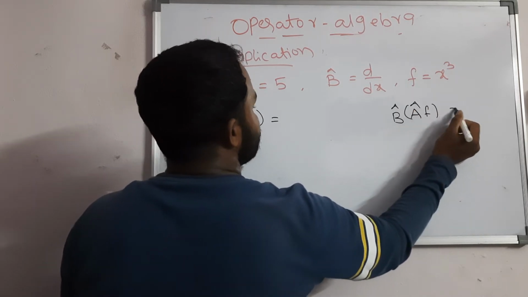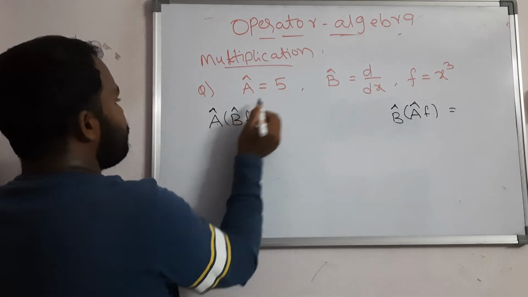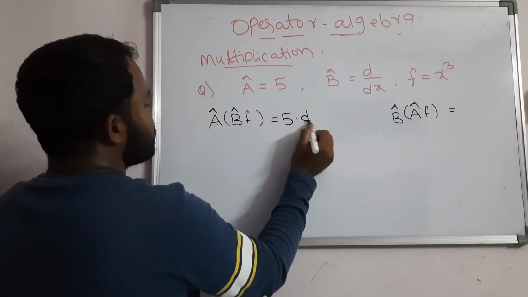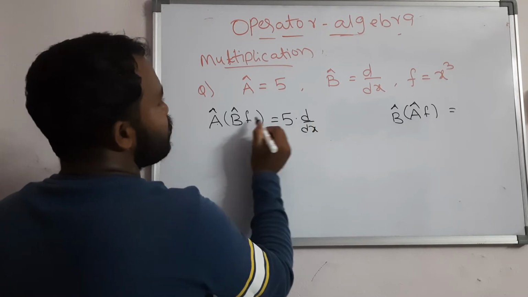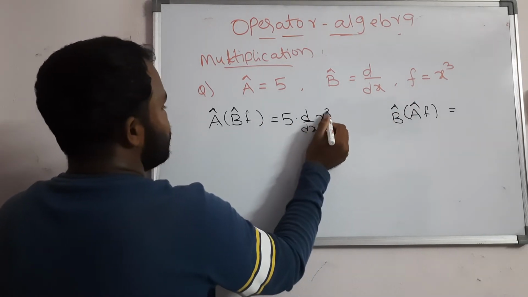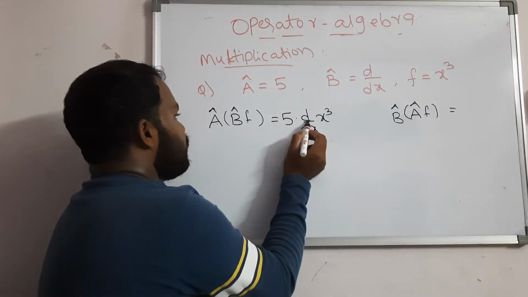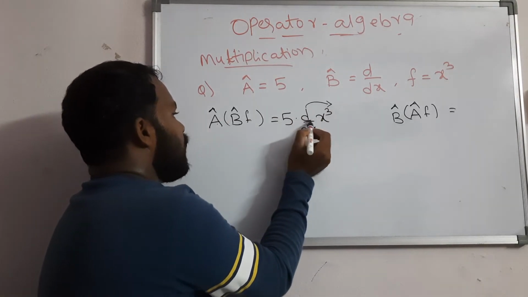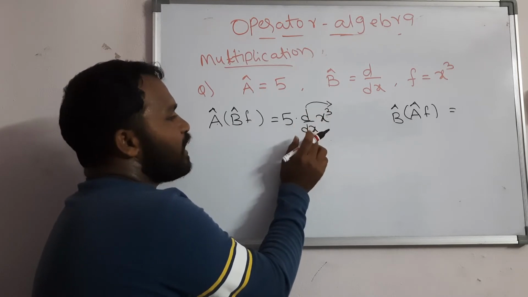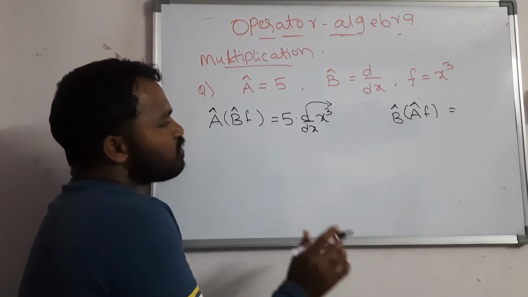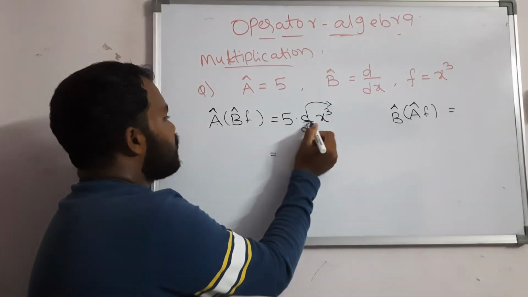First, what is A cap? A cap value is 5, into B cap, which is d by dx, into f. What is f? f is x cube. Already I told you, wherever the operator is there, you should do the operation. So wherever the operator d by dx is there, we differentiate. What is d by dx of x cube?